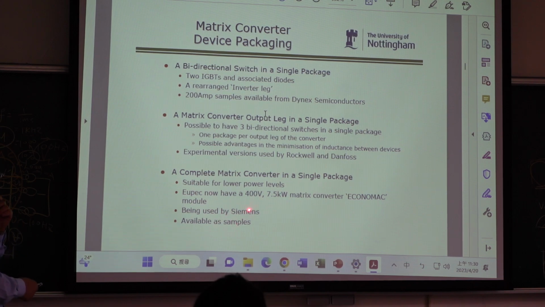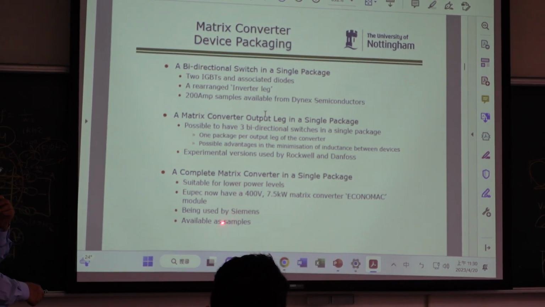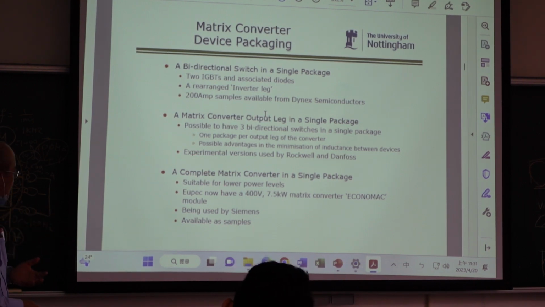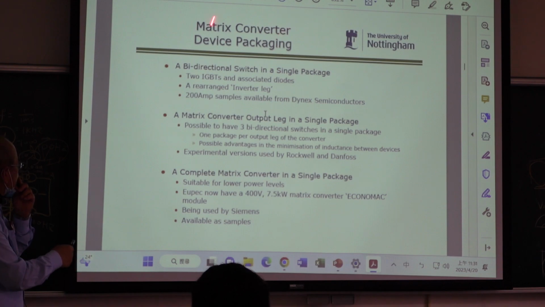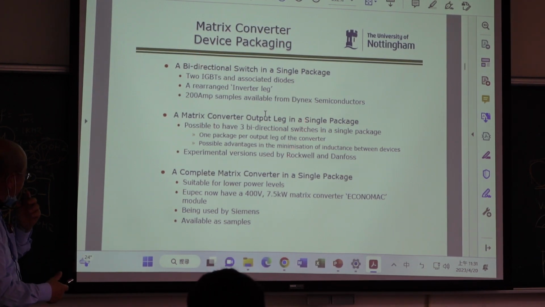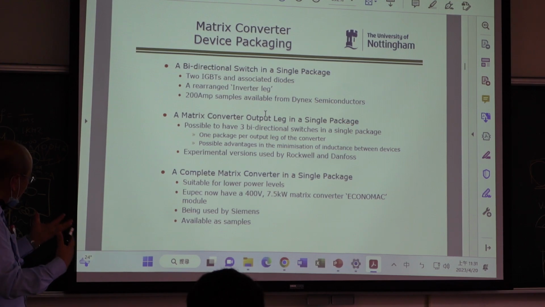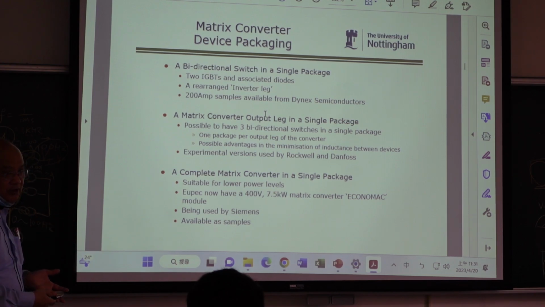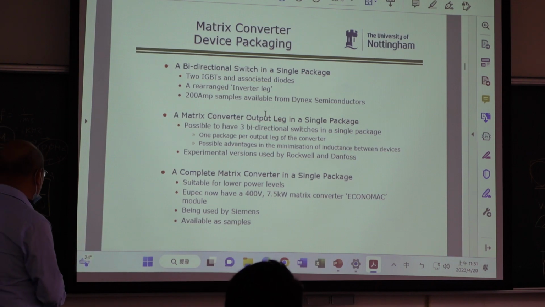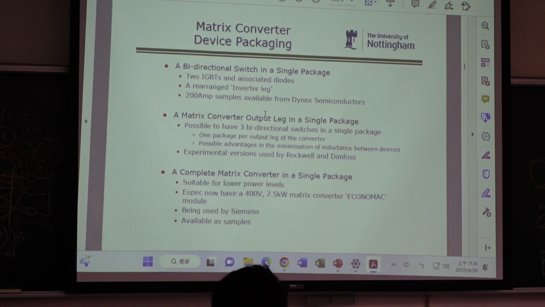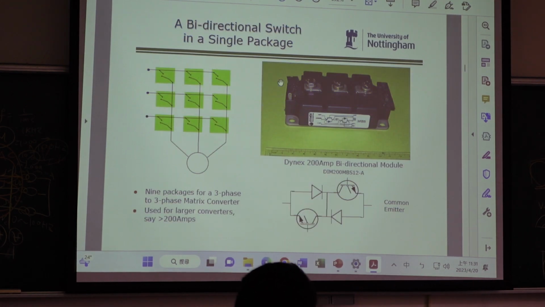It is being used by Siemens. Siemens uses this kind of module to design the matrix converter, which is available, so you can buy it. You can see there are several companies that sell you a bidirectional AC switch, then you can easily design it. So it is good news. You don't need to design it by yourself.